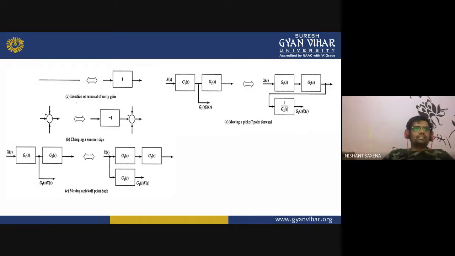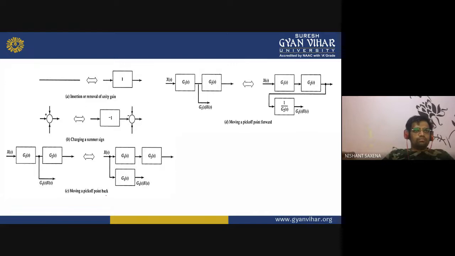Now, for insertion or removal of unity gain, for example, if we are having no gain over here and we want to insert a unity gain, then we just need to implement one block with a gain of 1. Similarly, when we are changing the summer sign, if I want it to be negative, then I will multiply these inputs with minus 1.